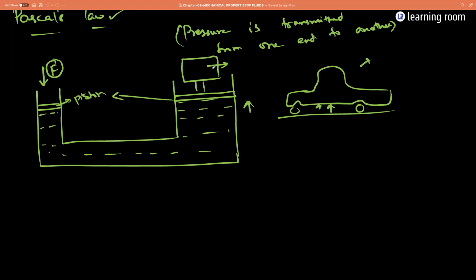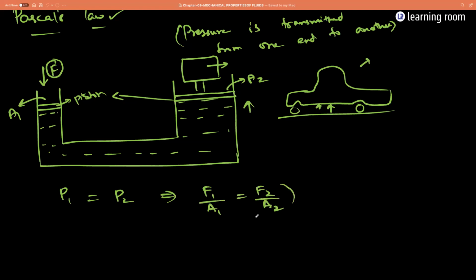So what does Pascal's law speak about? It says when you have an incompressible fluid, the pressure applied at one end gets transmitted to another end without any loss. So if I take the area of cross section here to be A1 and the area of cross section here to be A2, then pressure at point 1 will be equal to pressure at point 2, which implies F1 divided by A1 will be equal to F2 divided by A2. So this is going to be the mathematical expression for Pascal's law.